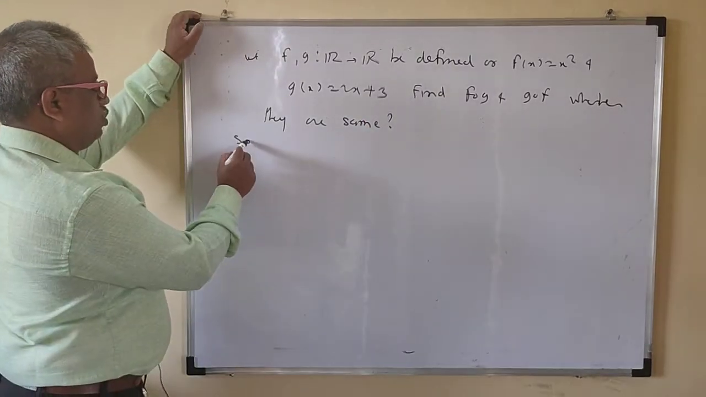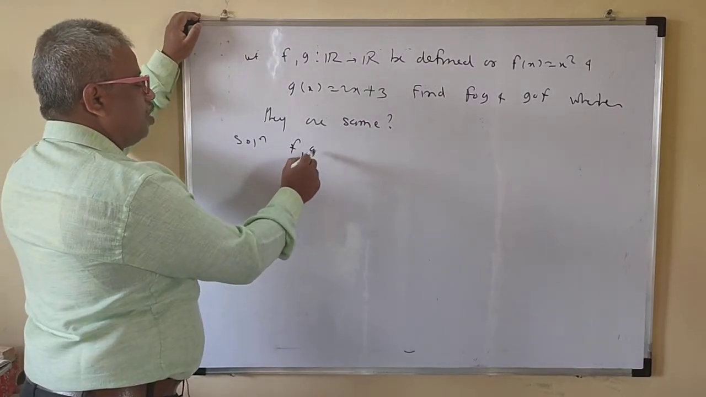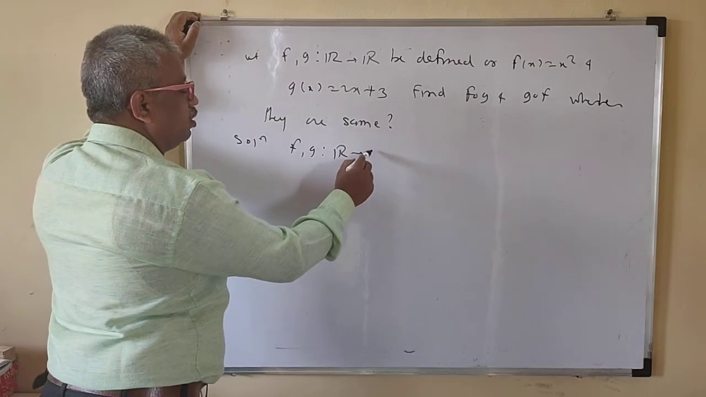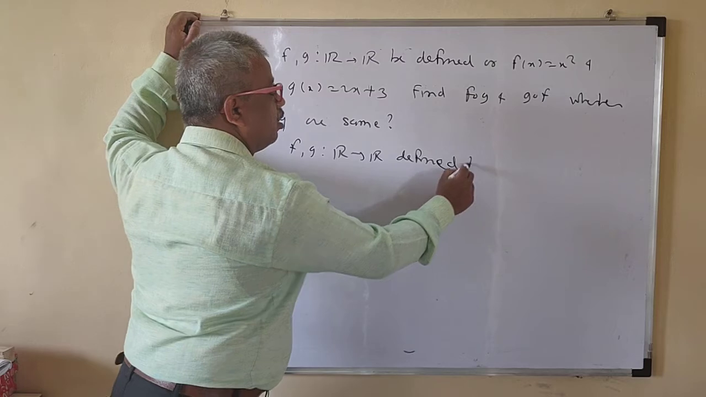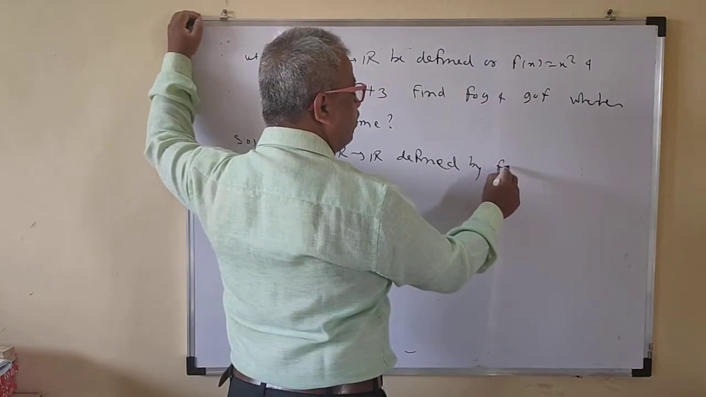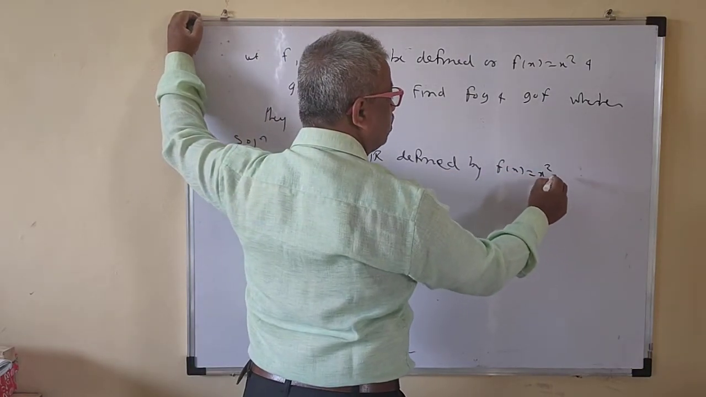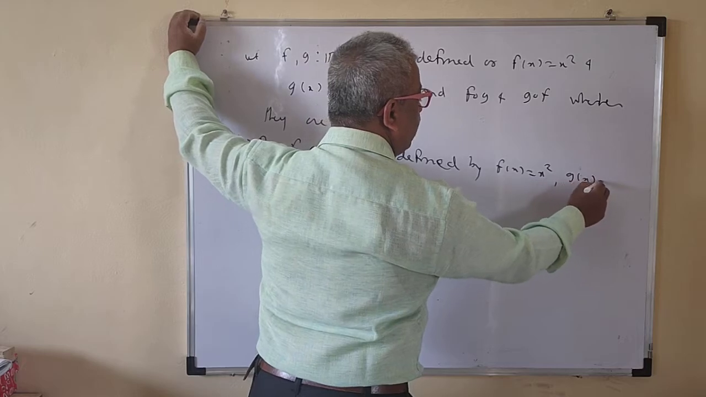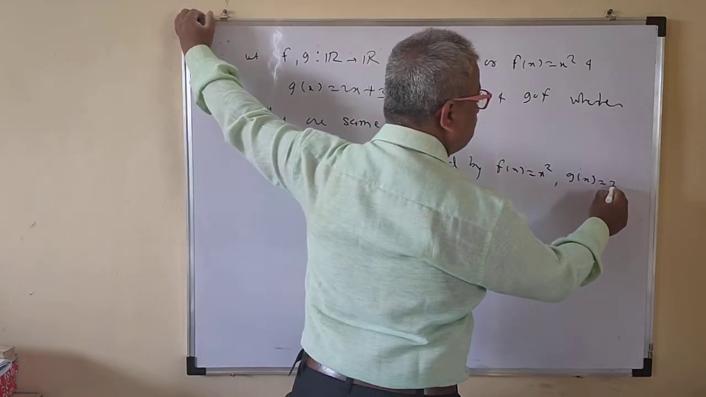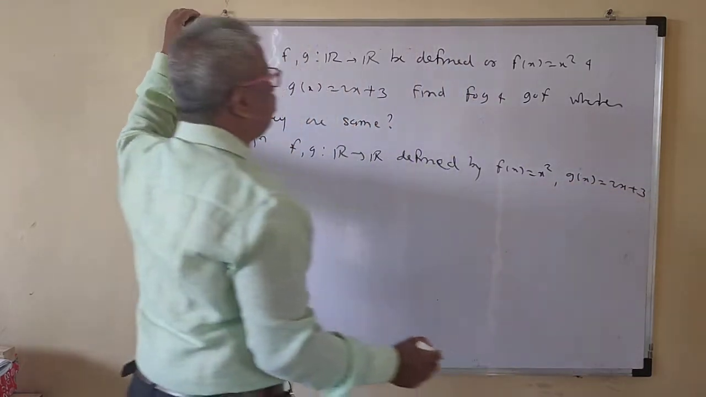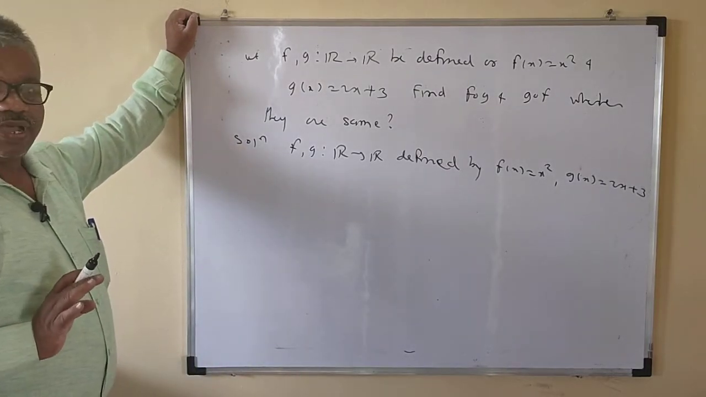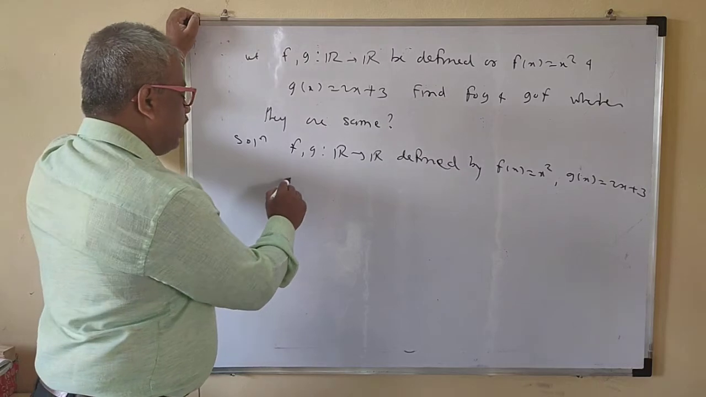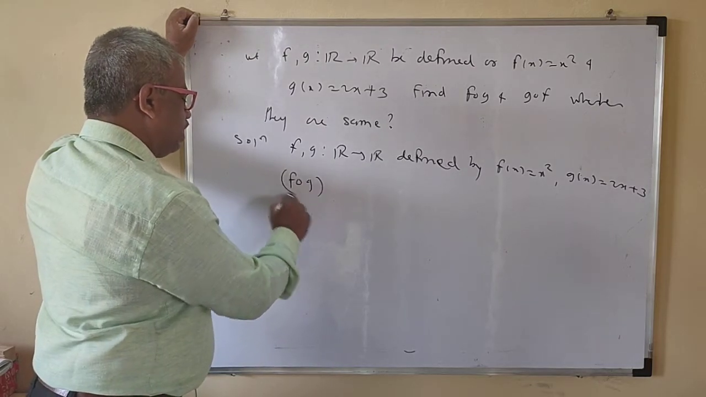Okay, solution. f, g from R to R defined by, this definition is very important, f of x is equal to x square, g of x is equal to twice x plus 3. Now see, the domain and codomains are the same. That means both the compositions are well defined here. Okay, so we find f compose g of x.